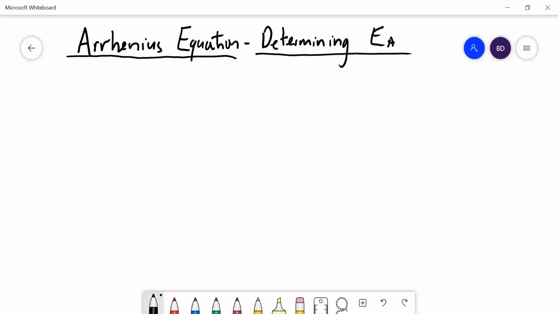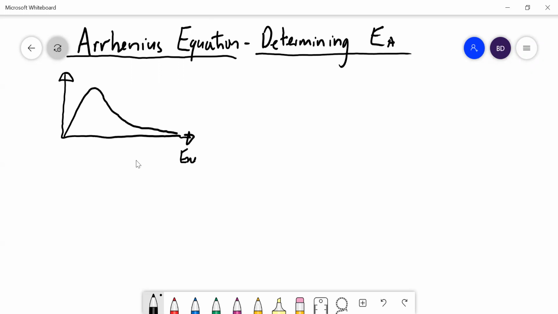Okay, so here we're going to talk about the Arrhenius equation, and we can use this to determine the activation energy for a reaction. So first of all, just need to cast your mind back to this thing here. Okay, what am I drawing there? I'm sure you realize it is the Boltzmann curve, and this is the energy, and this is the number of particles, okay?